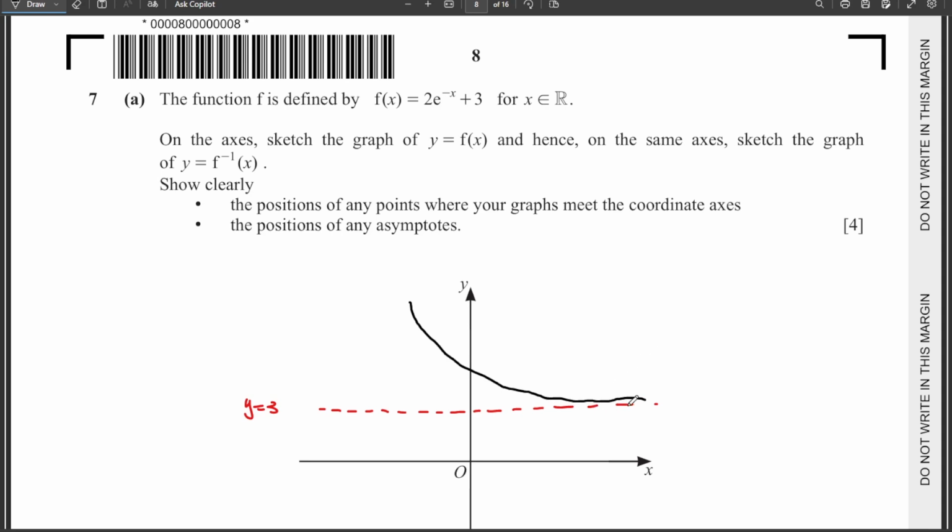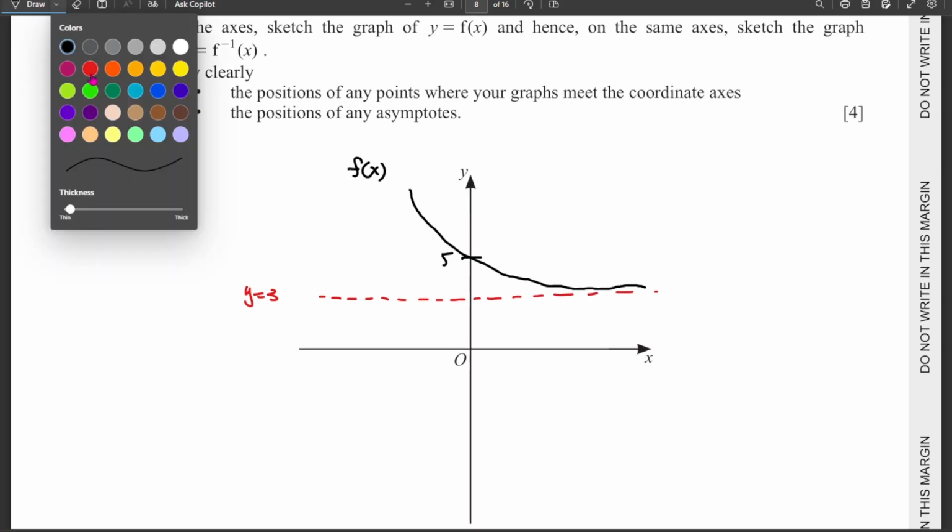Right, try as much as possible, don't touch the asymptote with the function. And this will be labeled as f(x). And what will be the y-intercept when x equals 0? So this is 1, and 2 times 1 plus 3, that will be 5. So label the y-intercept.